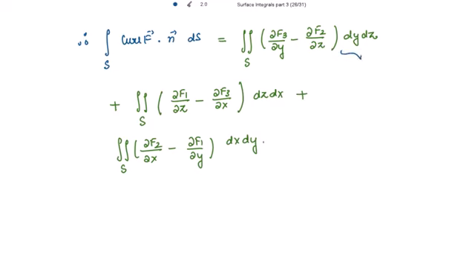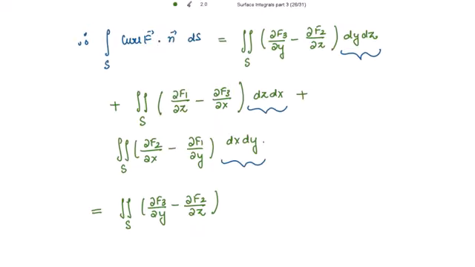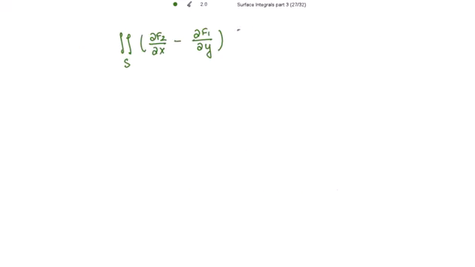In the next step, I need to write the values for these. What is dy dz? Let's recall: dy dz is equal to the partial derivative of (y, z) with respect to (u, v) du dv. So using this result, for dy dz I write the partial derivative of (y, z) with respect to (u, v) du dv, plus, for the second term, dz dx is the partial derivative of (z, x) with respect to (u, v) du dv. Similarly for the third term, dx dy is the partial derivative of (x, y) with respect to (u, v) du dv.